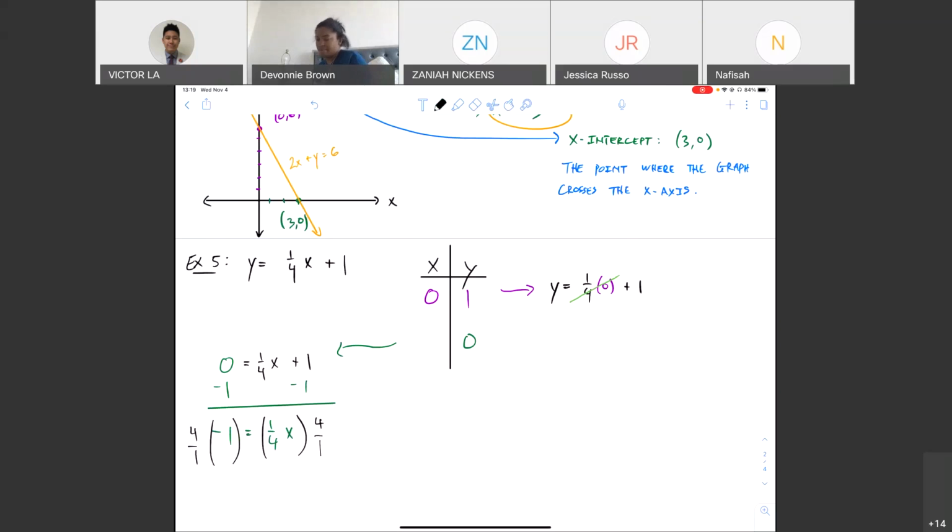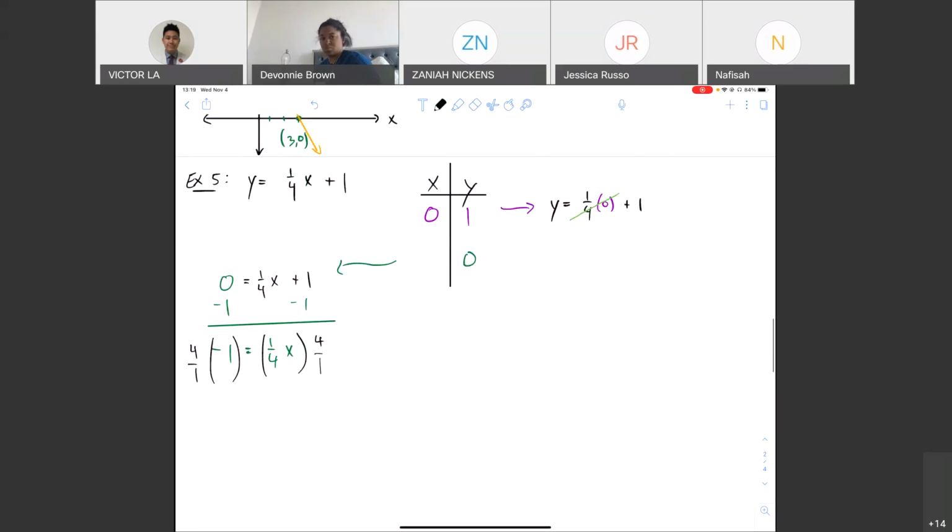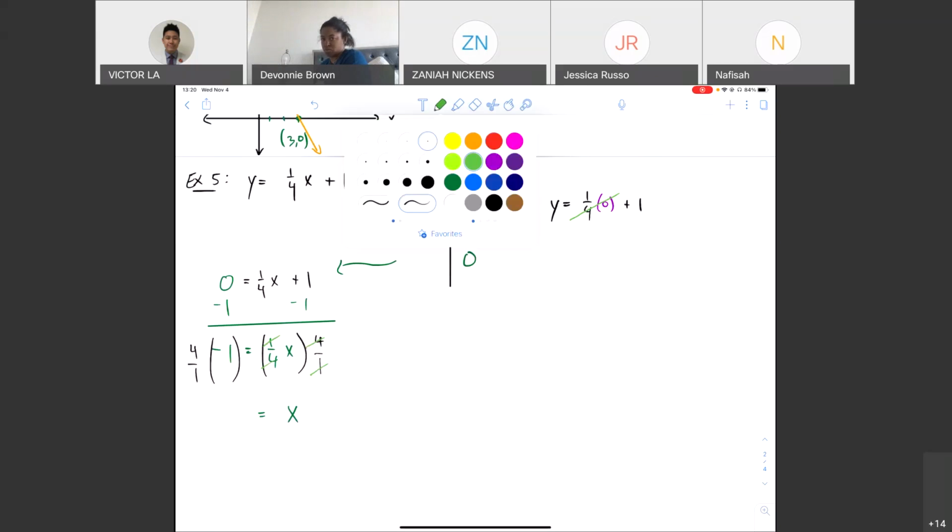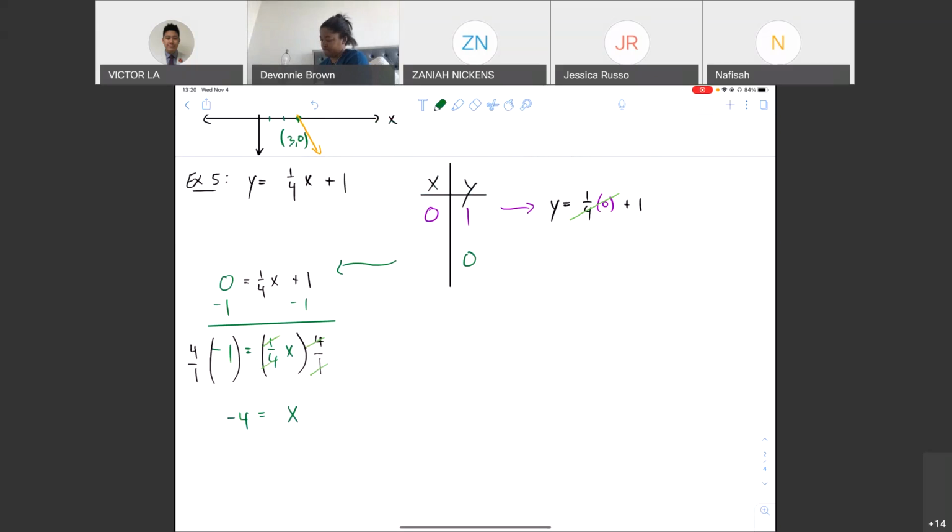So you see, that's some fraction play that you don't want to forget. And then you're left with what in this case? You're left with just x on the right side, right? Because everything cancels here. That's 4 with 4, that's 1 with 1. And then you're left with just a -4 on this side. So even though the equation looked weird, the number still came out a whole number.